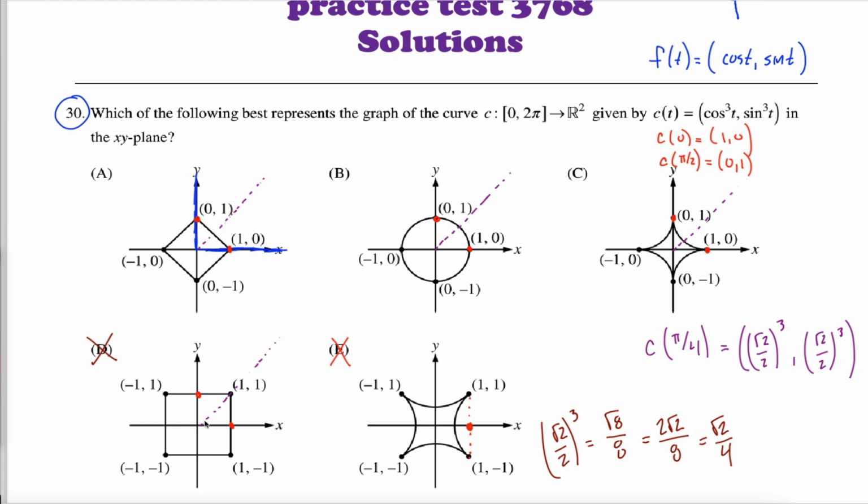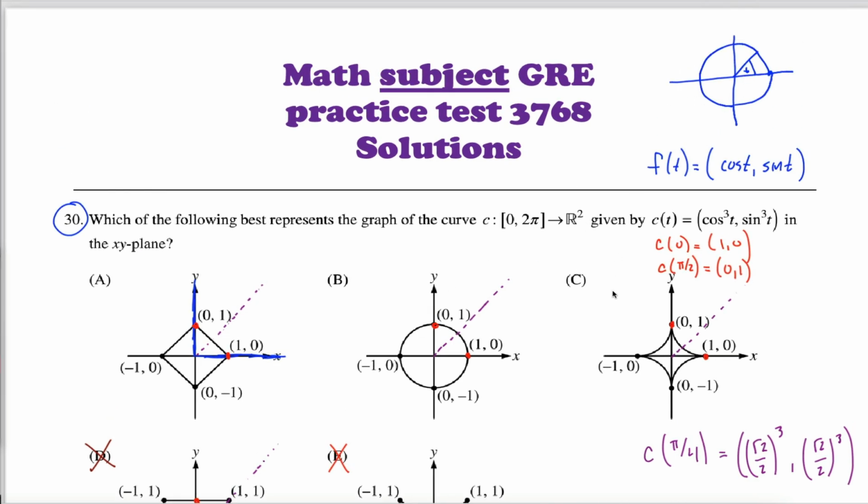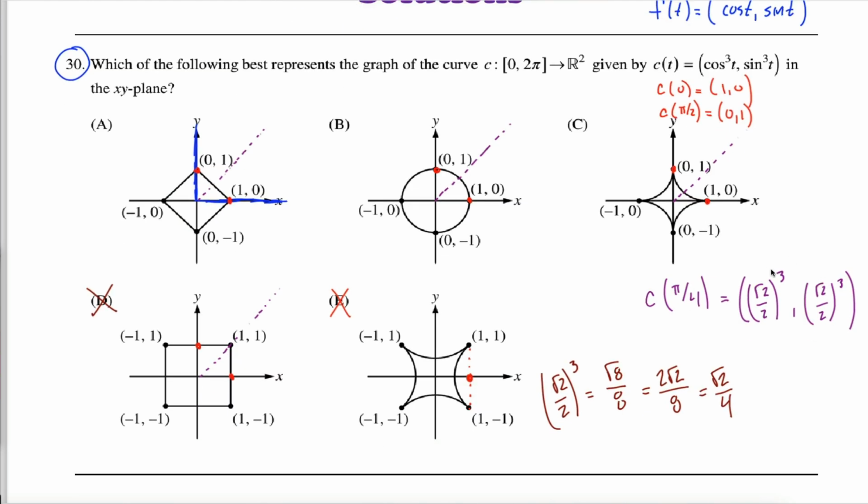And even if we didn't know that, we can locate this point by measuring an angle of pi over 4 in the counterclockwise direction from the x-axis, kind of like we do with the unit circle. We could deduce that this point is in the first quadrant because the x and y coordinates are both positive.